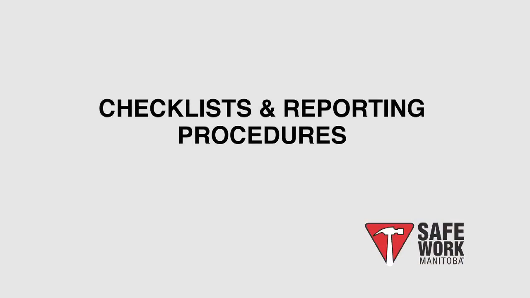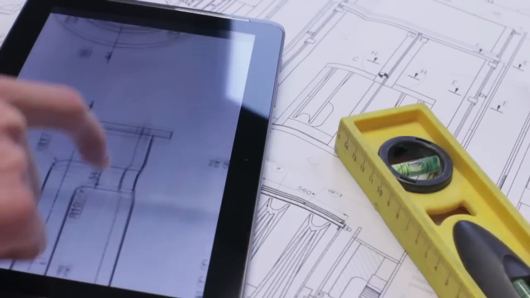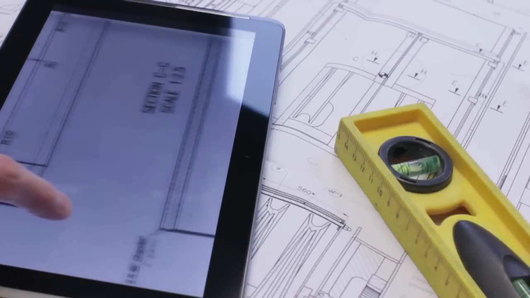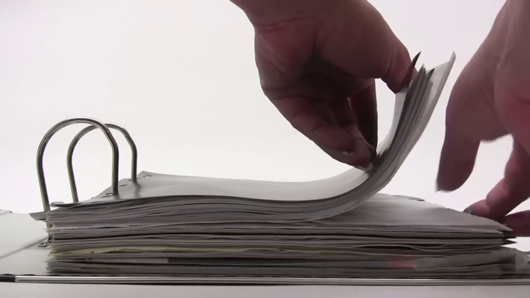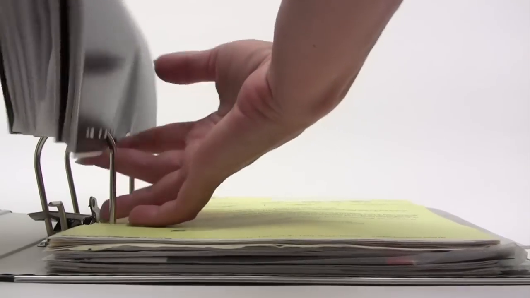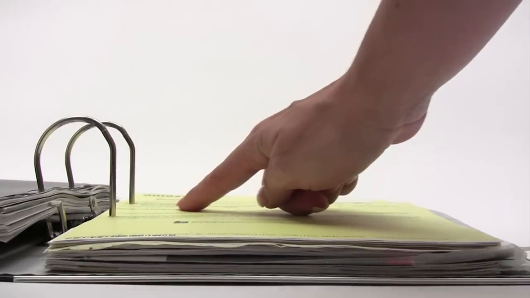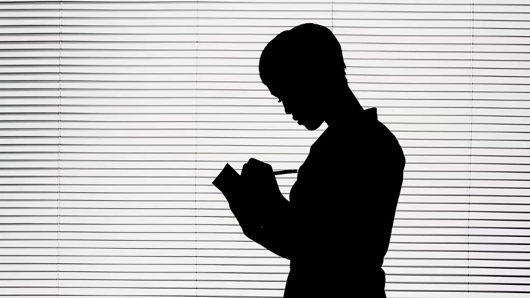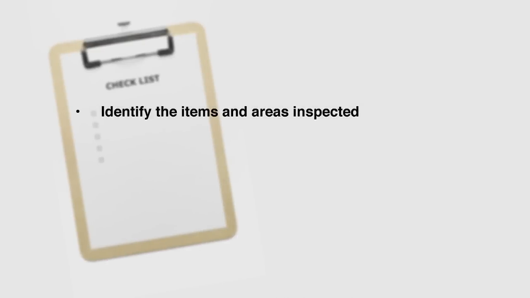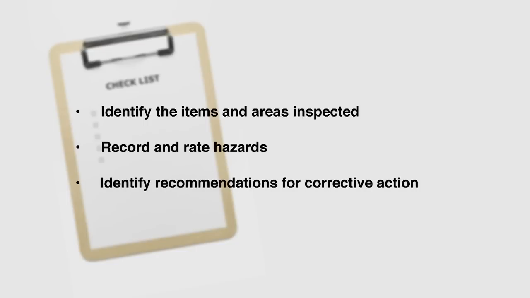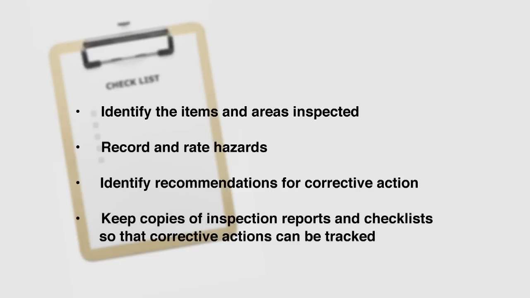First thing you'll want to do is identify what will be inspected, which work areas, equipment, tools, procedures, practices, and so forth. Who will be conducting the inspection and how frequently? You will want to determine what inspection records will be created and who will follow up on any corrective actions required. A checklist is a tool that can be used to assist in your inspection. Remember, a checklist is only a guide. Identify the items and areas inspected. Include a place to record and rate hazards and to identify recommendations for corrective action. And keep copies of inspection reports and checklists so that corrective actions can be tracked.